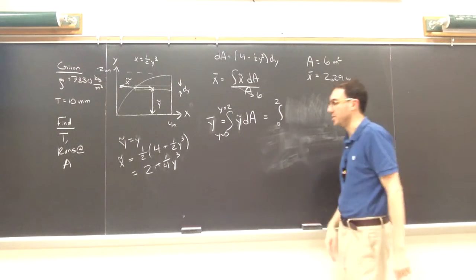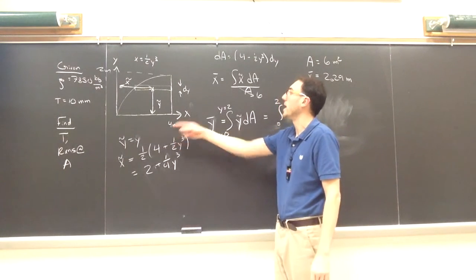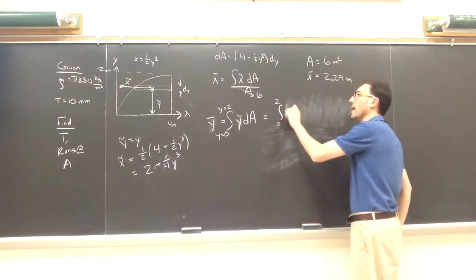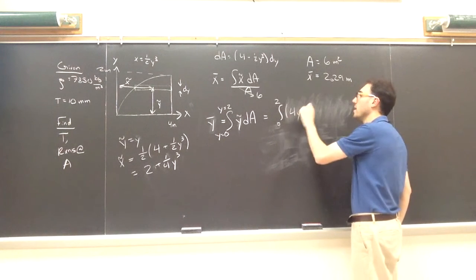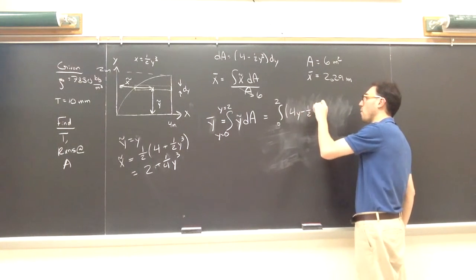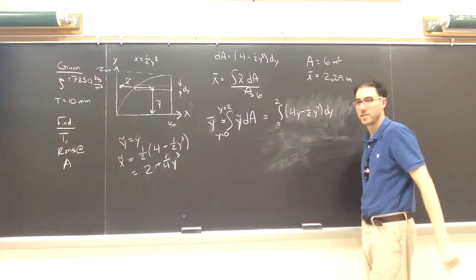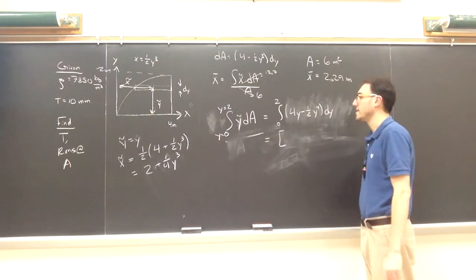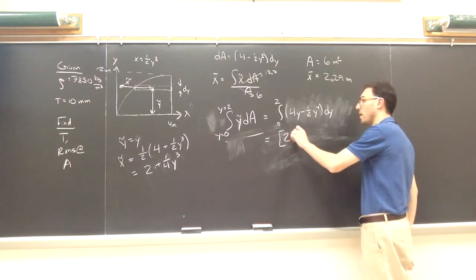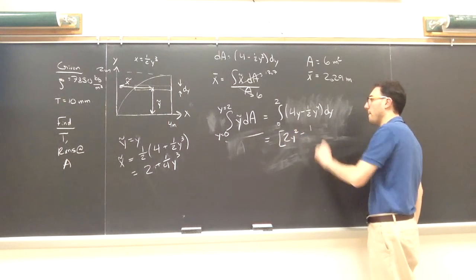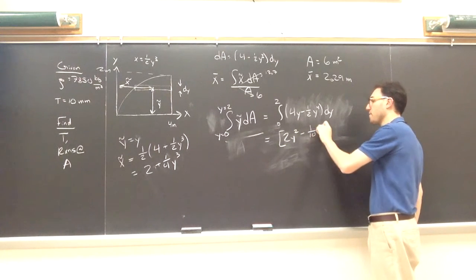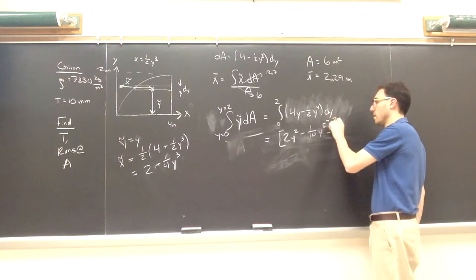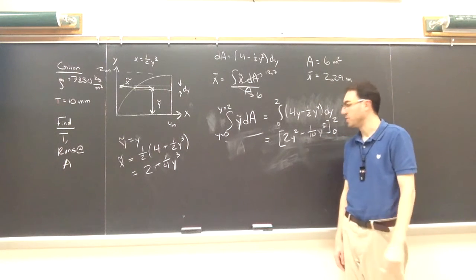This one will be simpler to do because we know y tilde is just y, and we're going to multiply that by dA. We'll get 4y minus 1/2 y to the 4th dy. So we don't have to worry about FOILing it here. I can take the antiderivative. I'll have 2y squared minus 1/10 y to the 5th power, evaluated from 0 to 2.